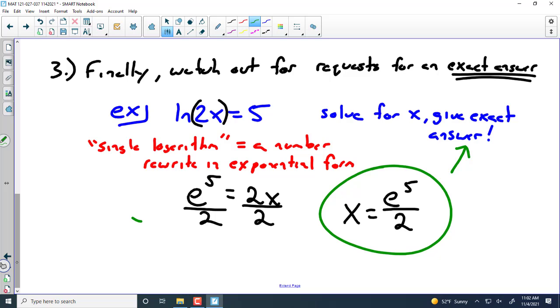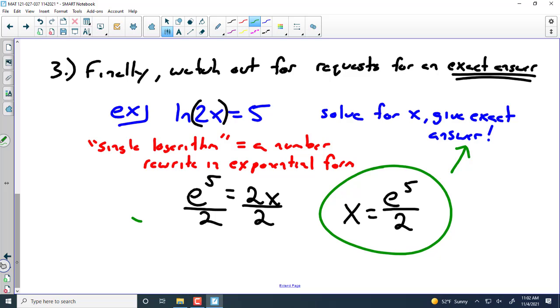If you plug e to the 5th in your calculator, as soon as you plug e in your calculator, you're going to start getting decimals, right? And that's going to be an approximation. So I'm not saying this is going to happen all the time in your homework, but I am saying it happens enough that you need to recognize when you read the instructions, and they should make it clear. That's their job to make it clear in the instructions. Or if it was on the test, that'd be my job to make it clear.